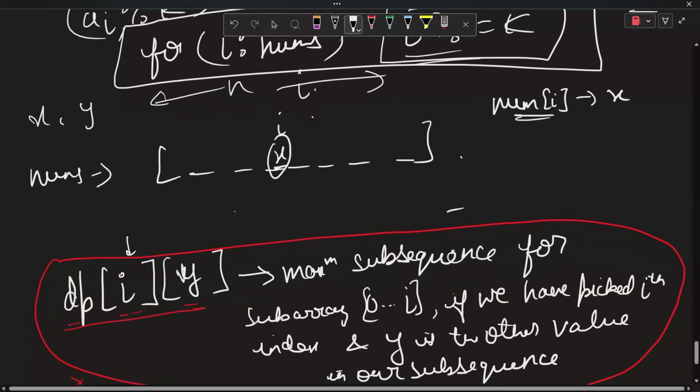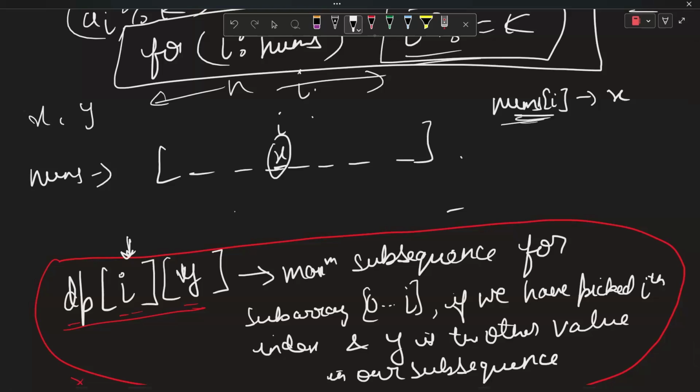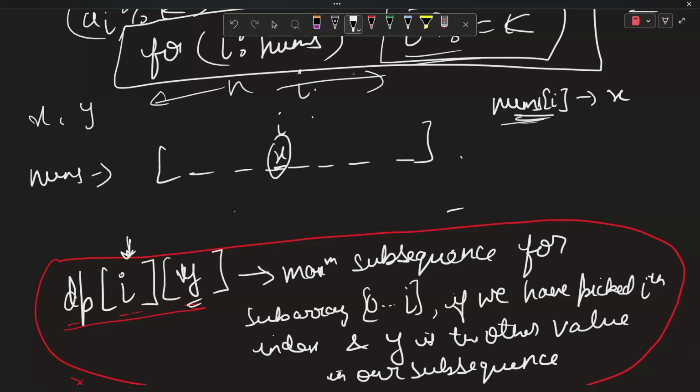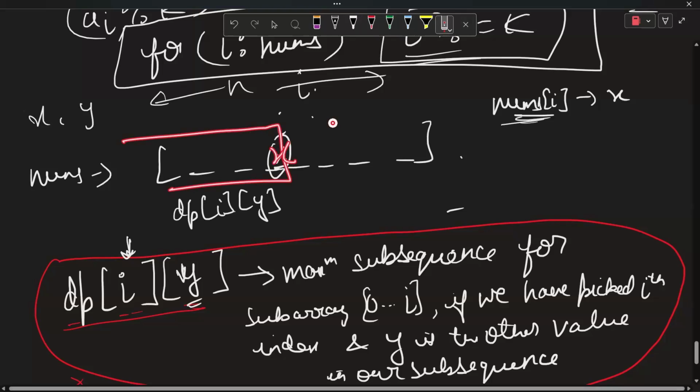For the state we are taking, i is the last index value which we have picked. And what's the actual value at that index? It is nums[i], so nums[i] is your x. That would be the value that would go into our subsequence. So this is x, and our other value is y. So if you have an x, what would my dp[i][y] represent? We can say for this subarray, we have picked this x. Now we are just picking some y, some x, and like this was the maximum subsequence we can make.